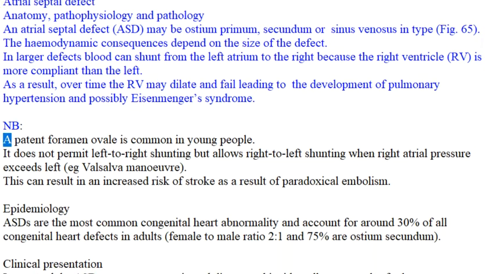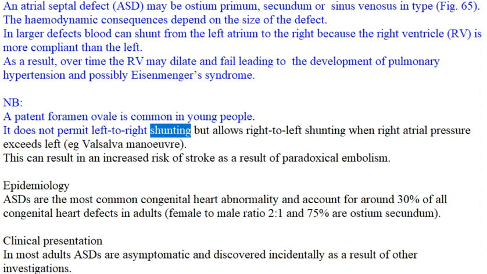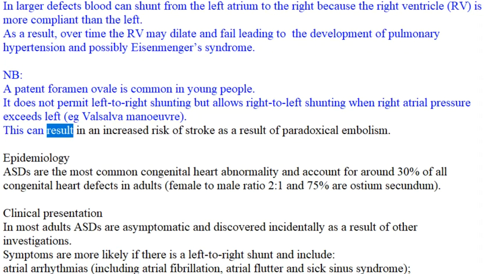NB. A patent foramen ovale is common in young people. It does not permit left-to-right shunting but allows right-to-left shunting when right atrial pressure exceeds left, e.g. Valsalva maneuver. This can result in an increased risk of stroke as a result of paradoxical embolism.